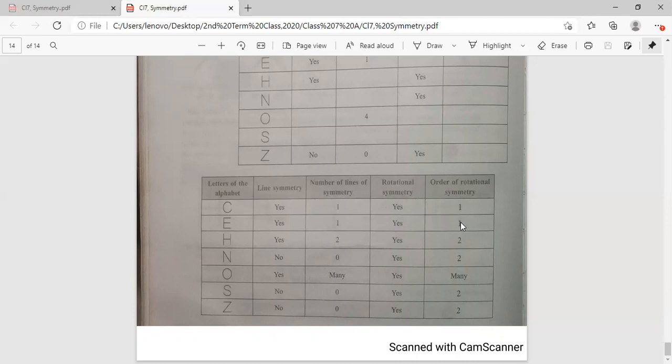So rotational symmetry, angle of rotation is 360 degree. That means at 360 degree, it will look like the original position, this alphabet C. And order will be 360 by 360. Any method you use, it is one.